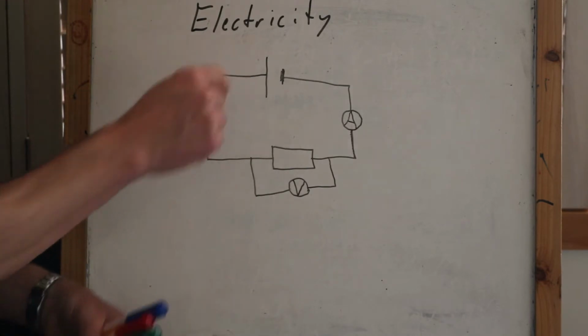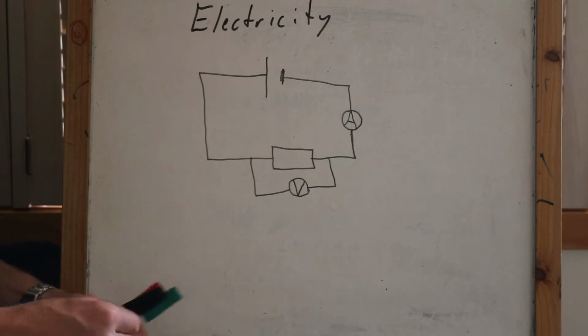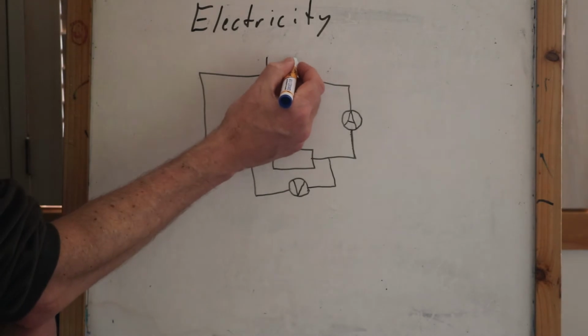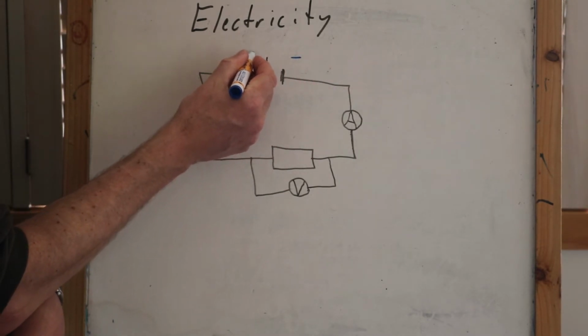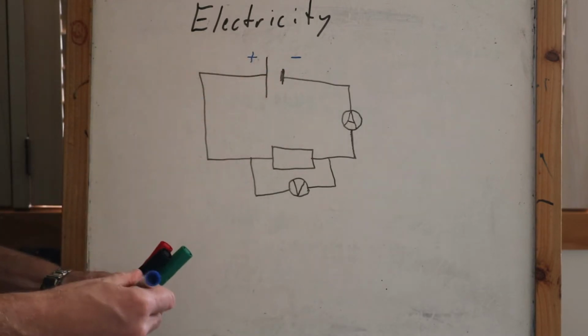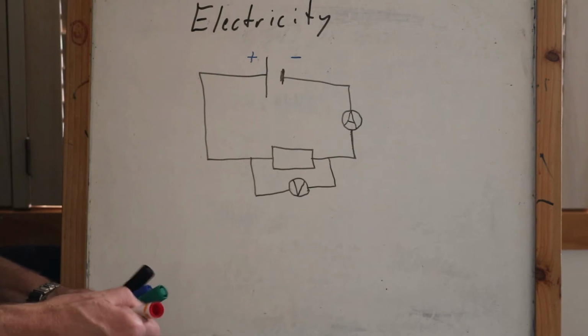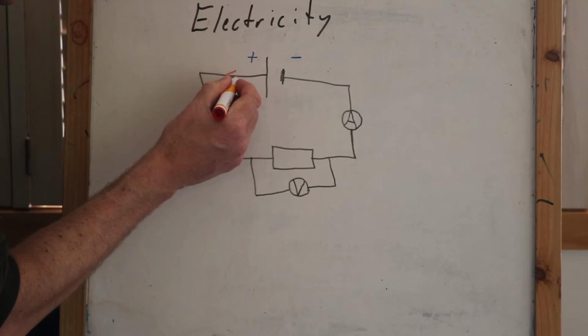Now, if this is a single cell, cells, power sources, have a positive and a negative terminal. The shorter, thicker line is always your negative terminal. The thinner, longer line is your positive terminal. Now, electric current is said to move from plus to minus.